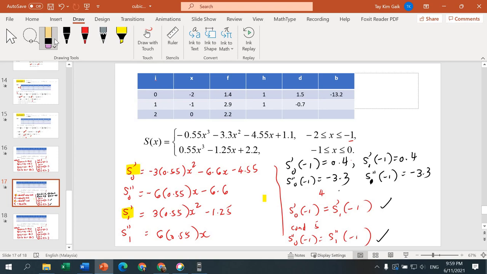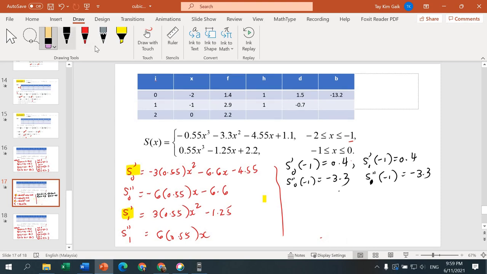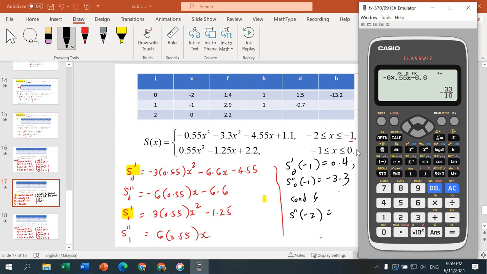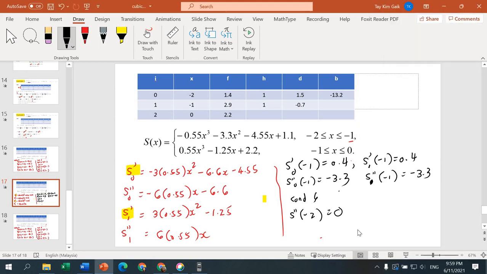And then condition 6 is actually for the natural cubic spline, meaning the second derivative at both endpoints must be equal to 0. Then condition 6, S double prime at the starting point, which is negative 2. Calculate the function, starting point is negative 2, so you get 0. This is from the notes. The second derivative at the ending point, which is 0, from S1 double prime, is 0. Of course, if you plug in 0, you get 0. Hence the natural cubic spline that you construct satisfies condition 6, the second derivative at the starting point.